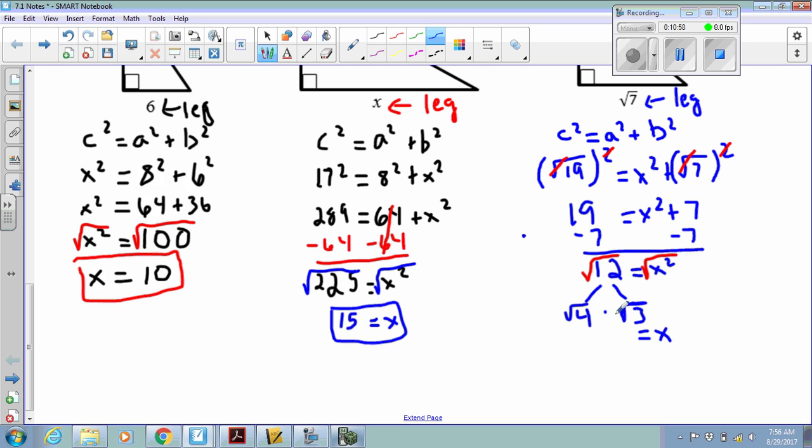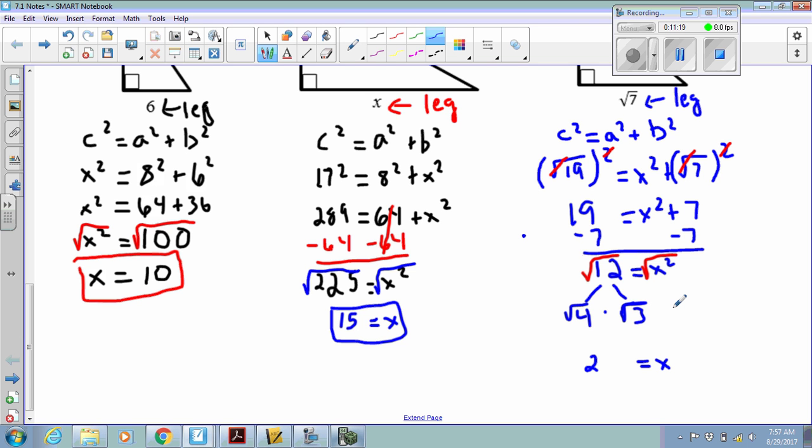So now what we have rewritten is the square root of 4, and this is multiplication, times the square root of 3. So now what we're going to do is take the square root of our perfect square, which is the square root of 4. So if you take the square root of 4, that should give you 2.